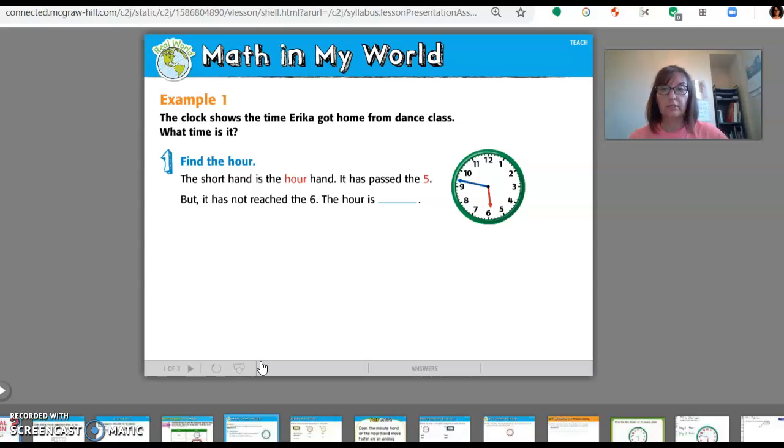Our first question says, the clock shows the time that Erica got home from dance class. What time is it? The first thing we're going to do is find the hour hand. In this case, it's red, and it's the shorter hand all the time. So if you're looking at the red shorter hand, it's pointing not quite to the 6. We have to be careful that we don't think it's 6. It has gone past the 5, but not to the 6. And so the hour is 5. Please fill in that blank there with a 5.